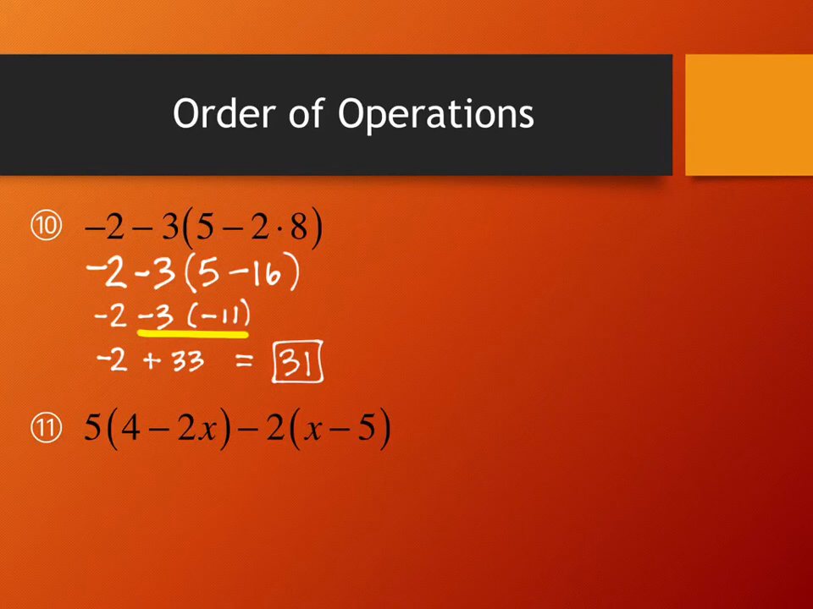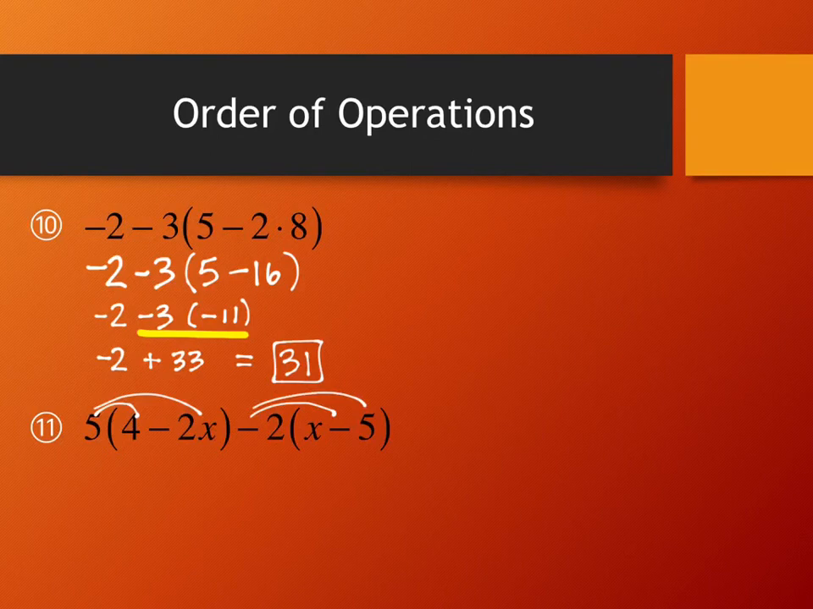Number 11 is interesting because while we see parentheses, we can't actually do anything inside of them to simplify them. I can't combine the 4 and the negative 2x. I can't combine the x and the negative 5. That's not a possibility. So what I'm ending up having to do then is go back to my properties of real numbers that we talked about before. And what operation am I going to be using, or what property? The distributive property, precisely.